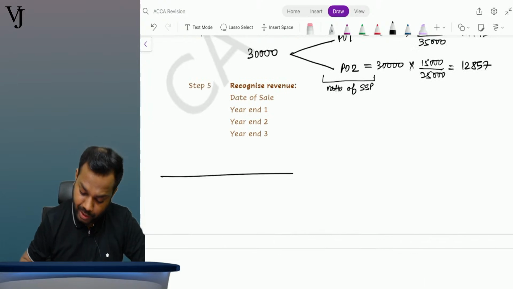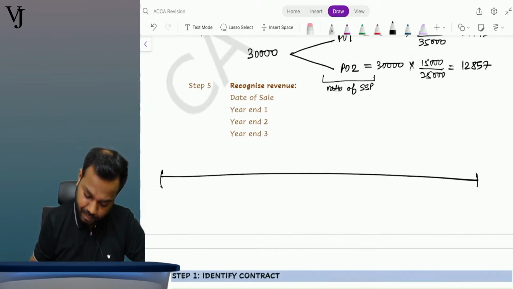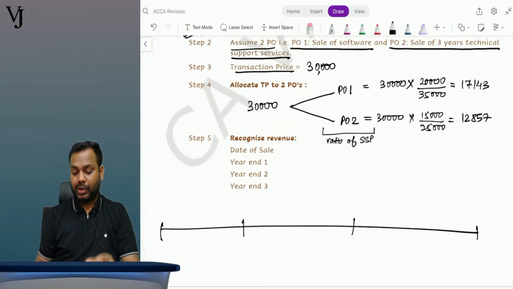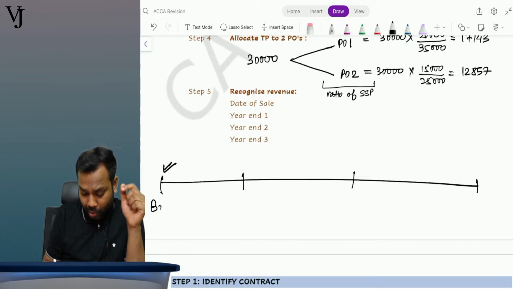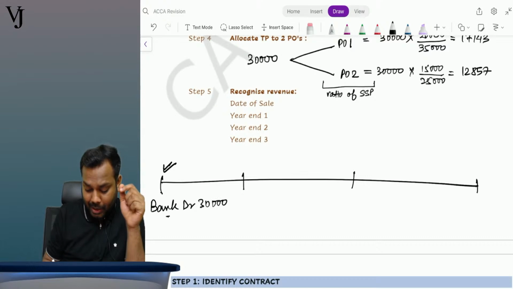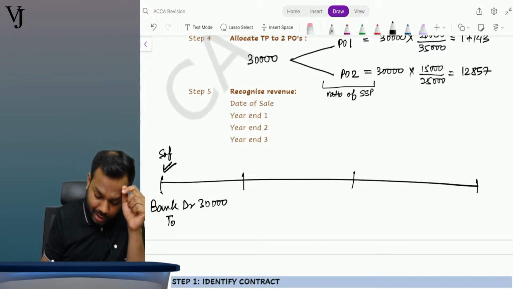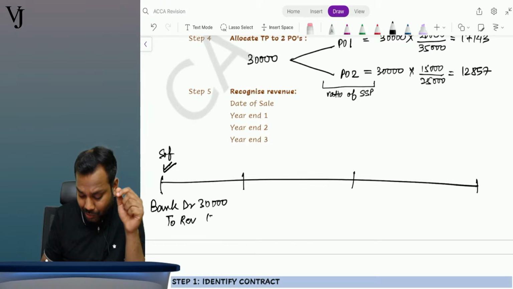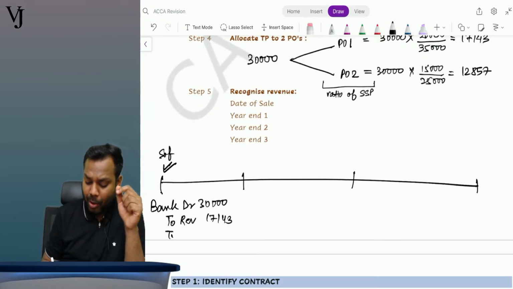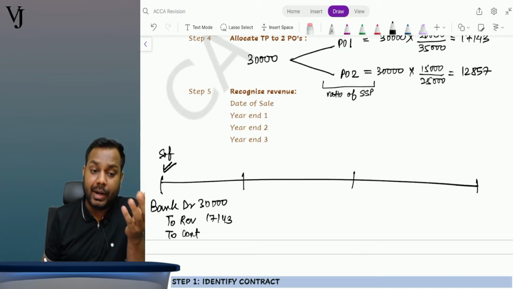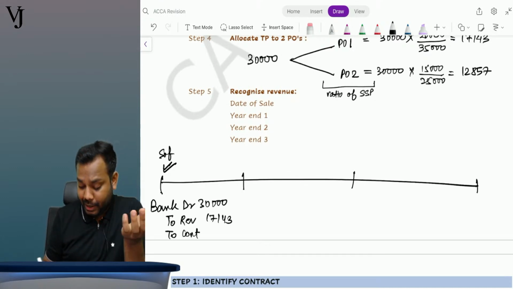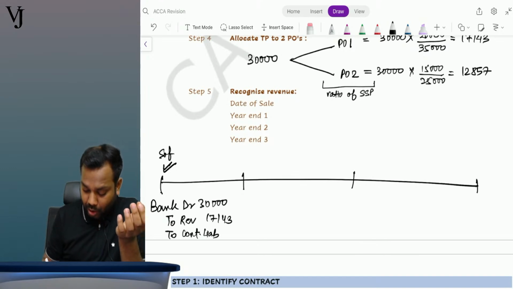So, how will you recognize the revenue over the 3-year period? See what happens here. The software you are transferring right now, and the whole amount you have received here itself. Bank account debit 30,000 you have received. But now you are just transferring the software, so we will recognize revenue of 17,143. What about the technical support? Have you transferred it now? No. So, we will record it as contract liability or deferred income. Or deferred income also it can be said. Okay, deferred income. How much?